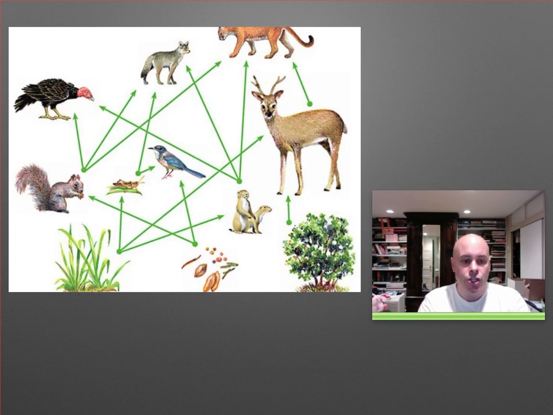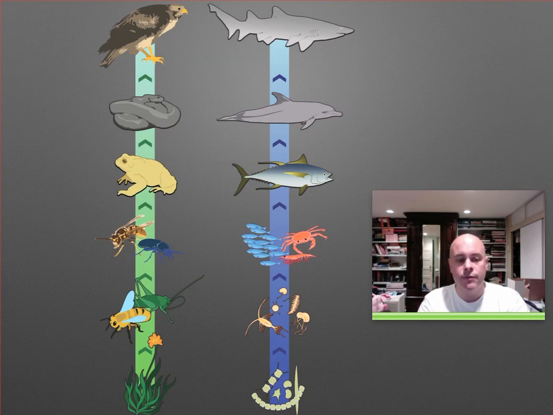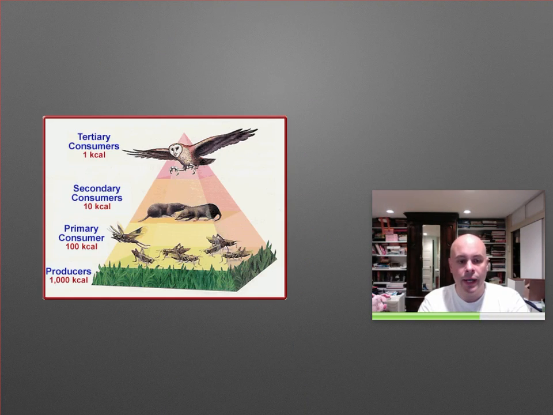The food chain is looking at one particular avenue within the food web. So if we look at this food chain, we can see that we have two different ones here. The one on the right is marine, and the one on the left is terrestrial. It's just looking at one pathway within the food web. So they show the same thing, but one is more simple than the other. And then we could take this information and look at it even further by looking at an energy pyramid.